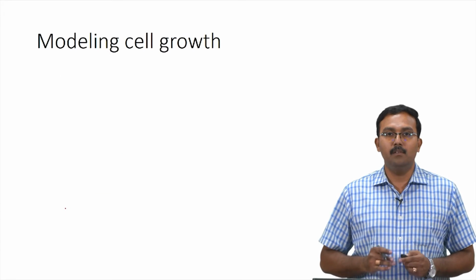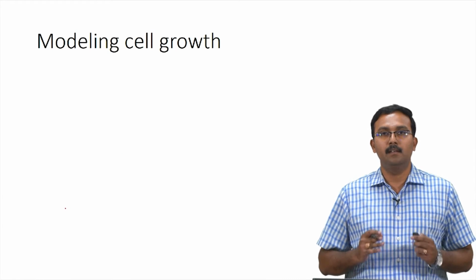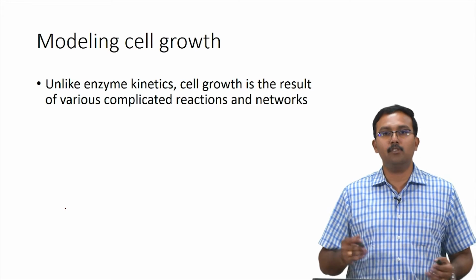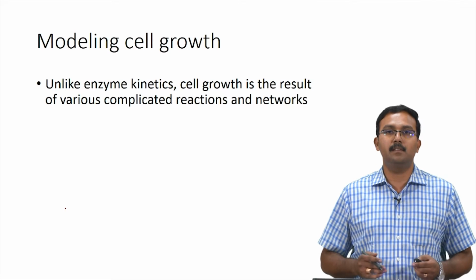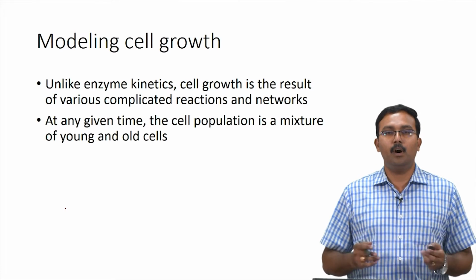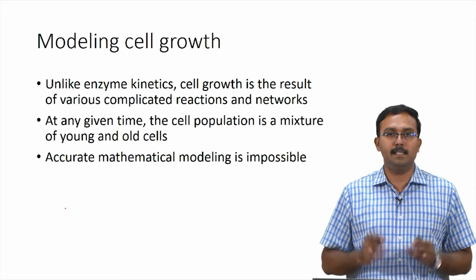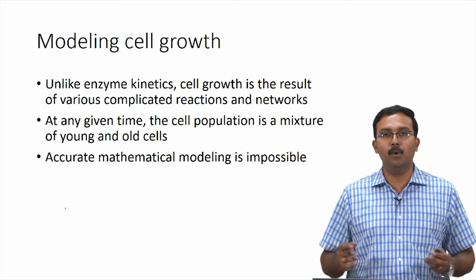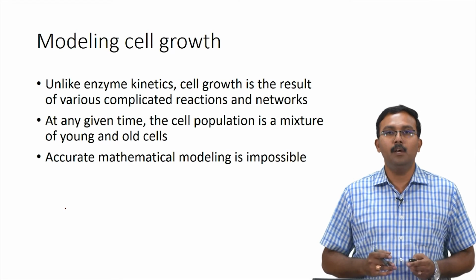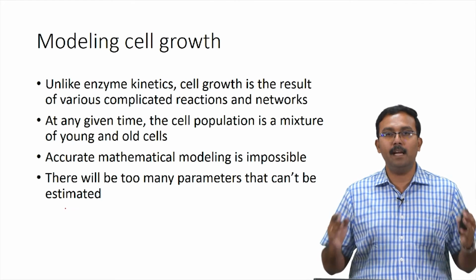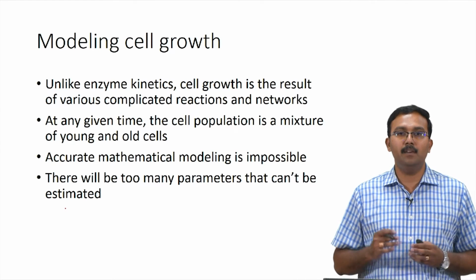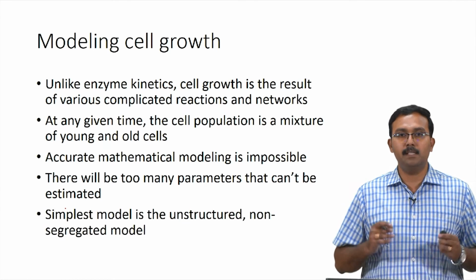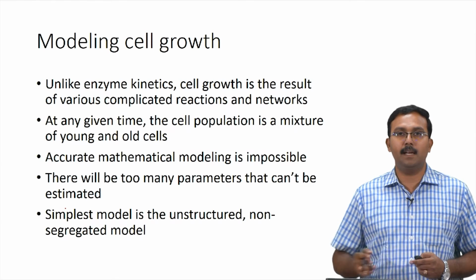Having understood the growth curve, let us move on to modeling cell growth. Unlike enzyme kinetics, cell growth is actually a result of various complicated reactions and networks. So, it is almost impossible to draw any kind of a model which will fully describe this system. At any given time the cell population is actually a mixture of young and old cells, and mathematical modeling would mean that there are going to be n number of parameters which are going to be very difficult to estimate. So, what people do instead is use a simple model which is the unstructured non-segregated model.